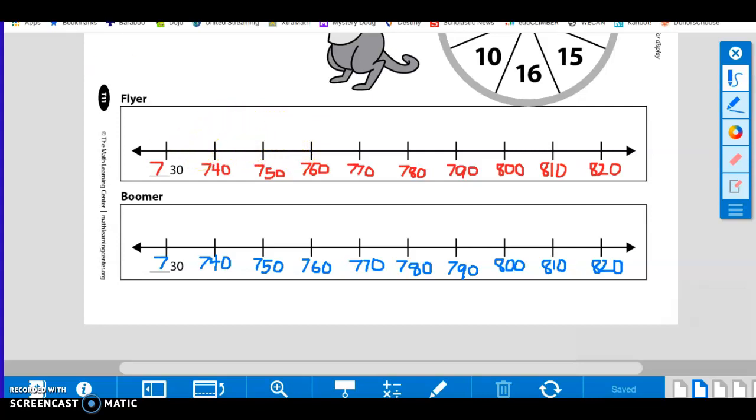Way to go, second graders. Great counting forwards and backwards. I think we're ready for me to teach you the game.